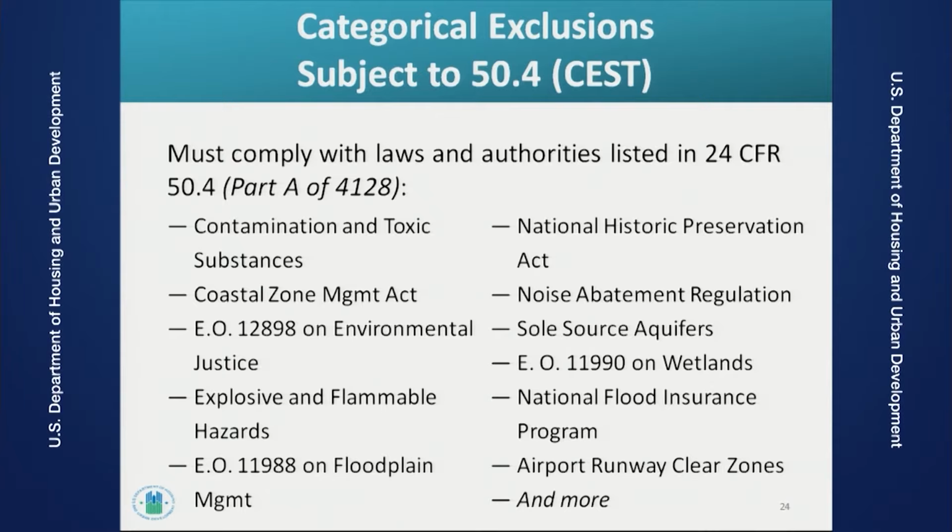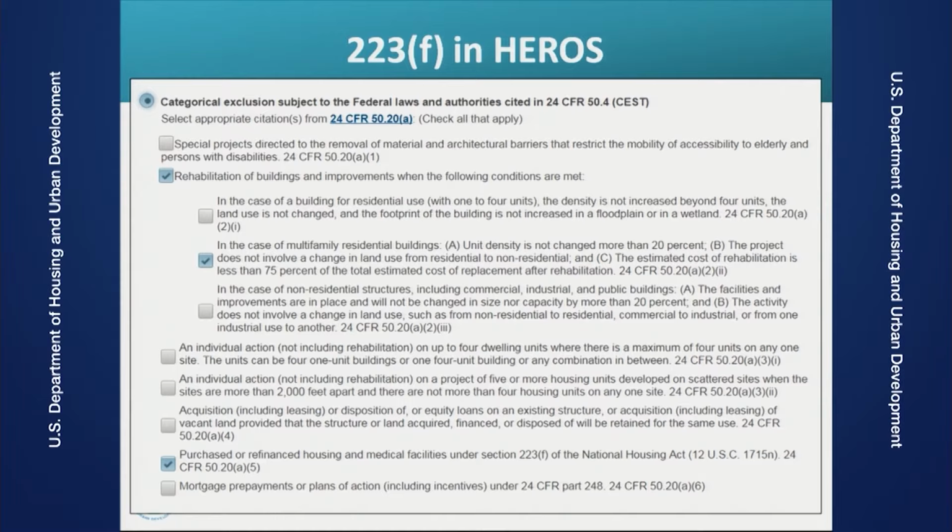So this is how a 223(f) looks in HEROES, a little bit of it. If we go to that kind of same level of review screen, if you scroll about halfway down, that's where you can select that a project is categorically excluded subject to 50.4. So for a 223(f), if there's rehabilitation involved, you'd select rehab, multifamily rehab, and then that exclusion specifically for 223(f)s.